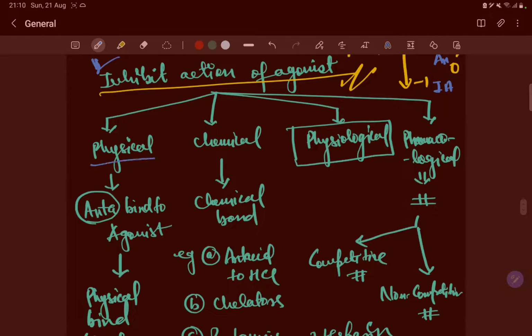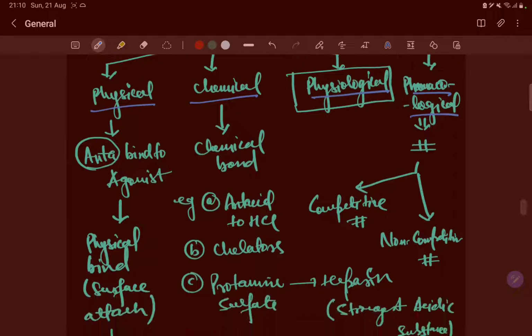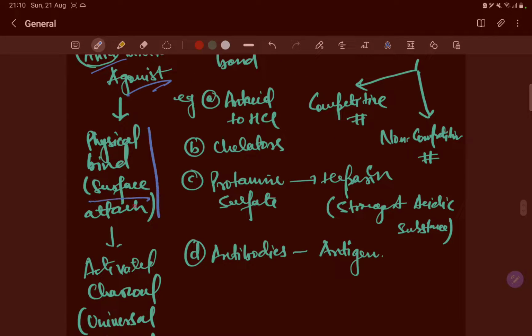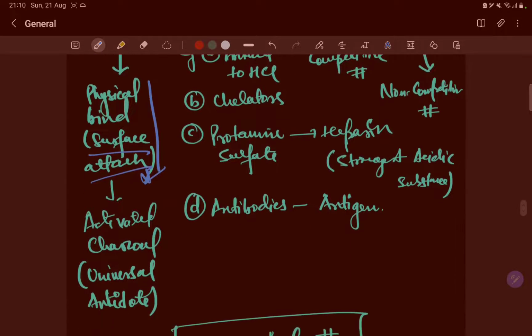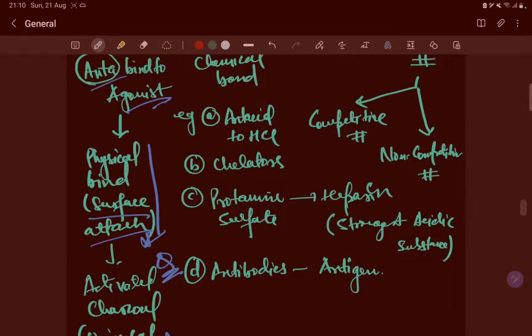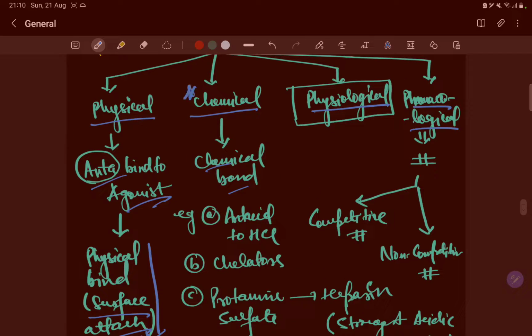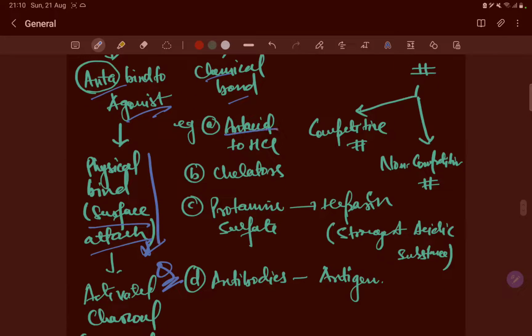It may be of four types: physical, chemical, physiological, and pharmacological. In physical antagonism, the antagonist binds to the agonist physically, that is the surface gets attached. For example, activated charcoal, that is the universal antidote. Now in chemical antagonism a chemical bond is formed, like antacid for HCl, the chelators, and protamine sulfate for heparin.